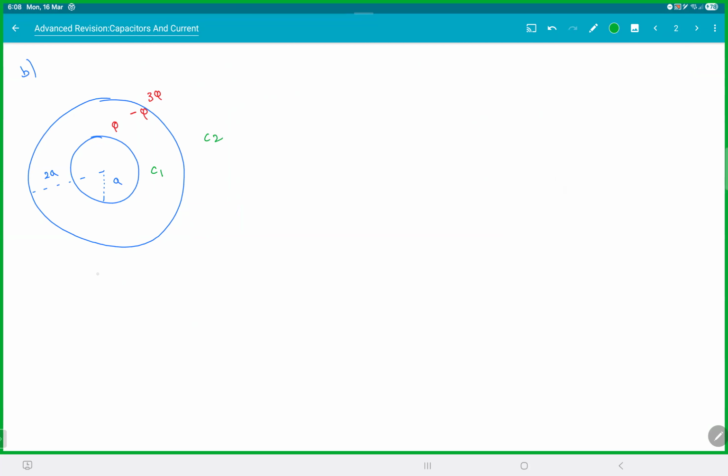C2 is the capacitance between the outer shell and infinity. So your infinity is your second shell. This is one region and this is one region.